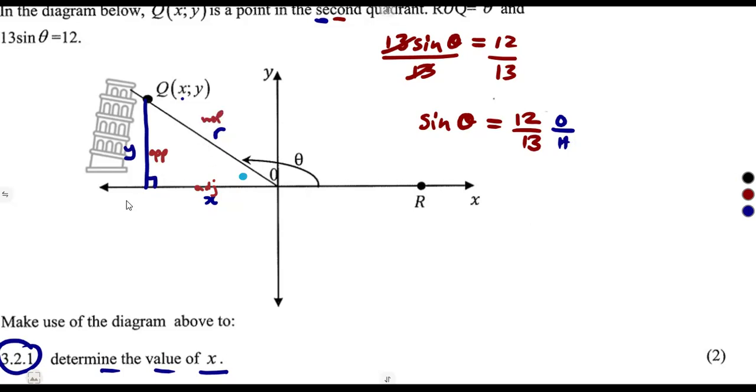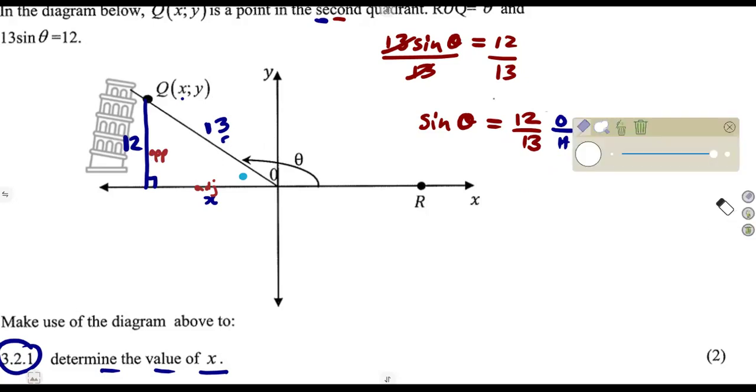So knowing this was going to help us to find x from the ratio because we are given the opposite, which is 12, the y part there. It's 12 over 13, which is the hypotenuse. You have this part of the hypotenuse, it's 13. So you have the opposite, you have this side.